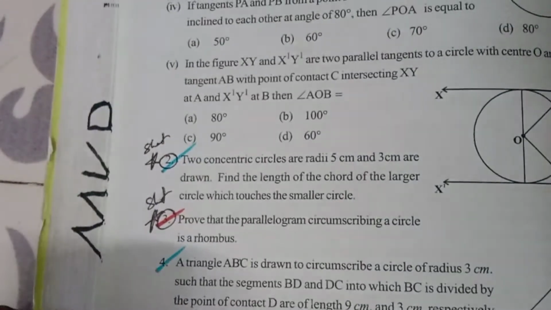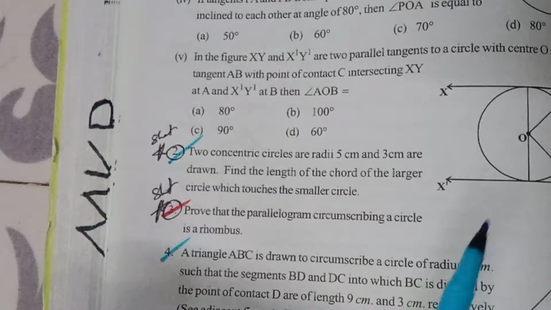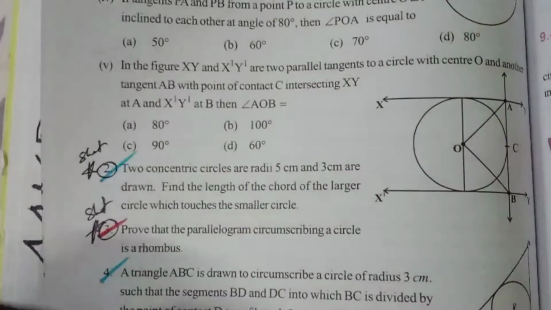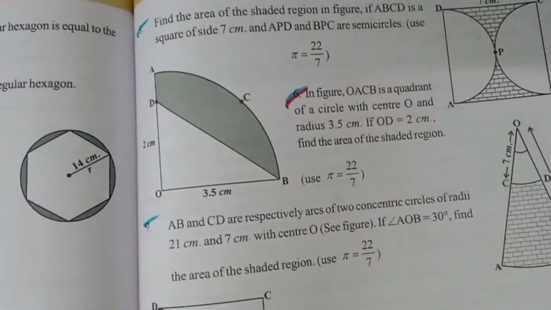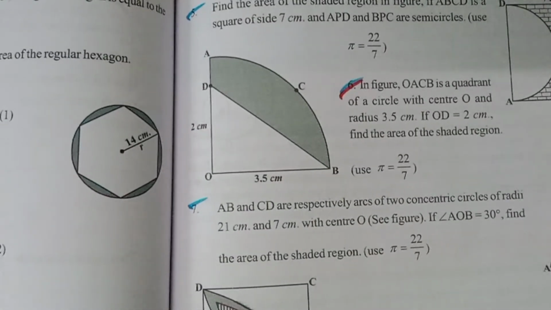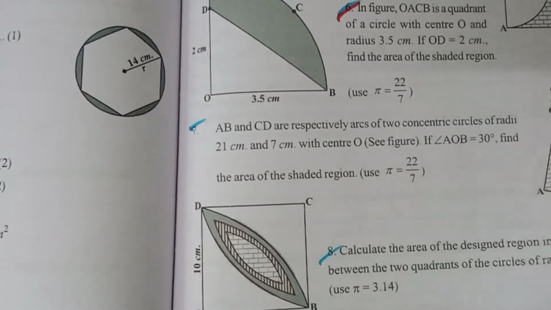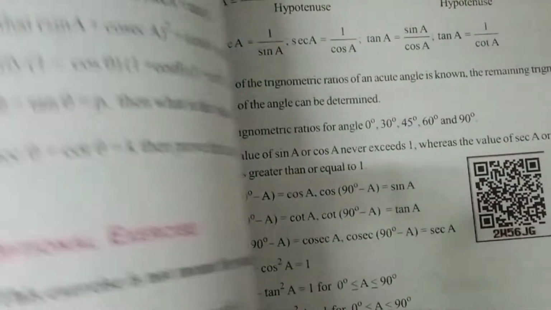Next, if you go to exercise 9.2, here the second, third and fourth problems are very, very important. Now if you go to the last exercise, 9.3, here problem numbers 5, 6, 7, 8 you will definitely get. 9.3, page number 243. So mensuration is not there.